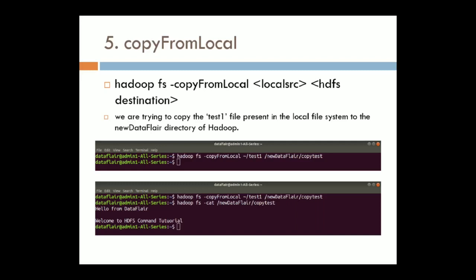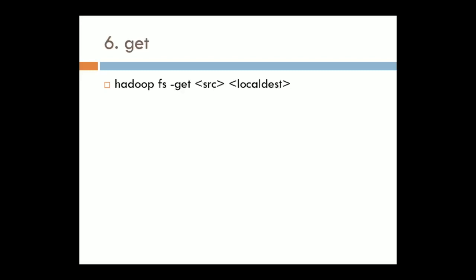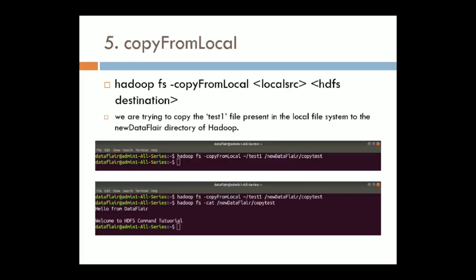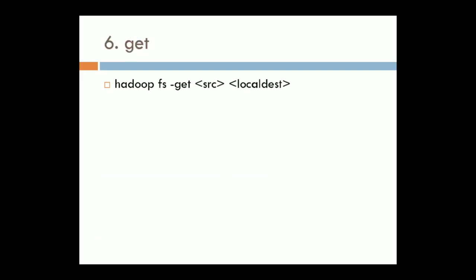So what I will be doing through this command is first go to the new data flare. Inside that, copy test is my file name, and I'm asking to open it and show me the content. Whenever this command is successfully fired, it shows me the content. What is that content? Hello from data file, welcome to the HDFS command tutorial. So as the file has been copied, that is why the content is shown over here. It means yes, it has successfully fired.